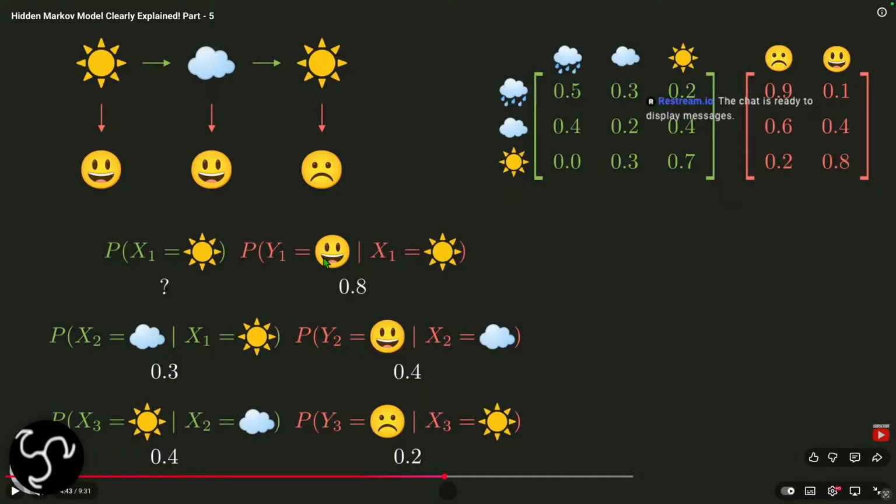Wait. So y1, happy on a sunny day. That's 0.8. Okay, that's okay. Okay, I get it. Cloudy, sunny. What? Are we talking next day? I'm guessing we're talking about the next day. And the probability of being happy is gonna be a happy normal day. Why?